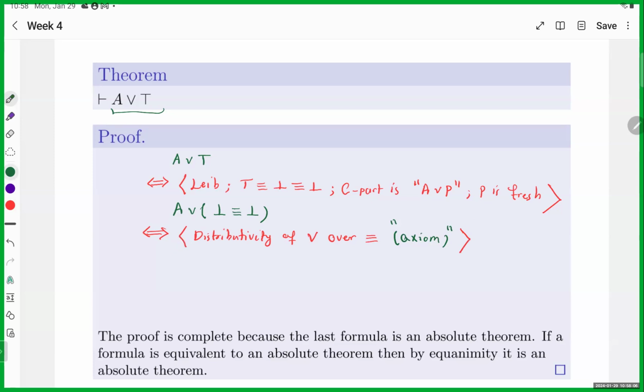Now, what do we get? A or bottom is equivalent to A or bottom. Now, the last formula is not an axiom, sorry. It's a theorem. It's an absolute theorem. It's called the reflexivity of equivalence: any formula is equivalent to itself. It's the first theorem that we proved.